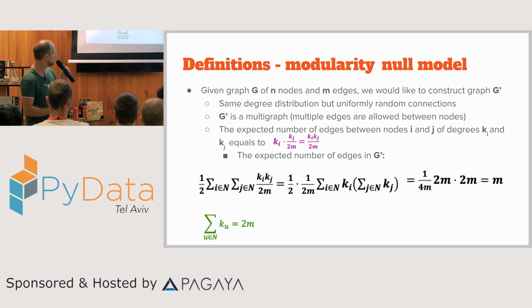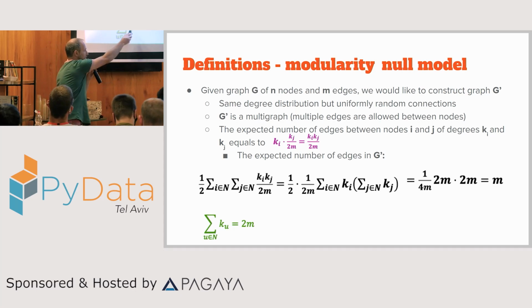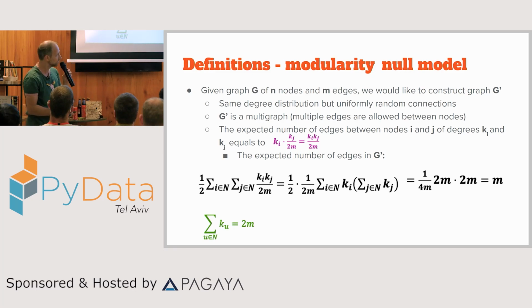Then we sum over all the i's and all the j's, and this number, 1 divided by 2m, goes outside of the equation. And then we're left with two expressions similar to this. So we get m, which is actually the number of edges. So this formula is probably correct.